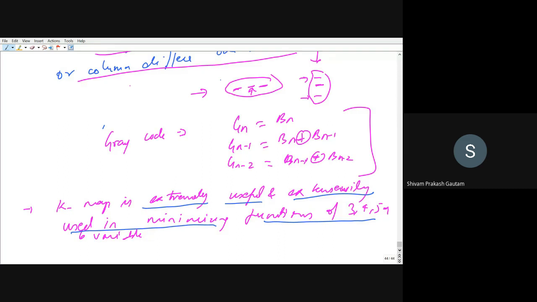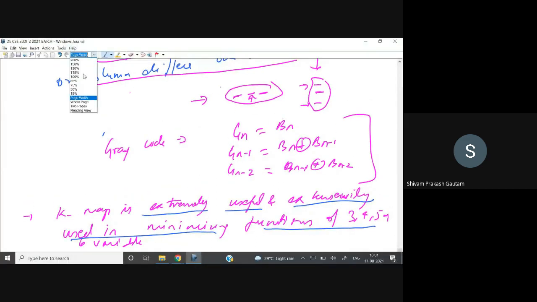What is K-map? Just for now, we will stop here. So we have seen standard sum of product and product of sum form. I recommend you to visit those again, and we will cover in our next class this K-map.